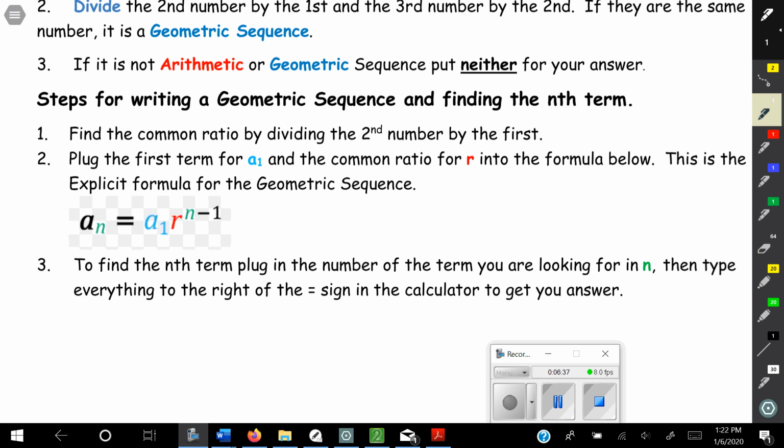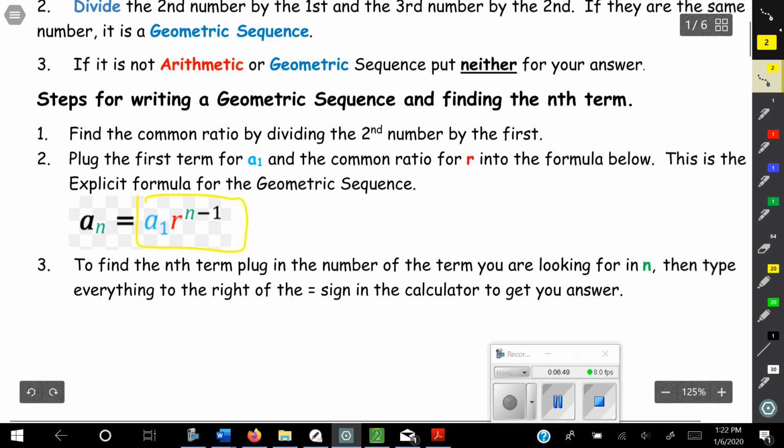And then finally, you're going to plug in whatever term you're looking for, the nth term, and plug it in for n. When we did this before, we just plugged in all the numbers at one time, took the part to the right of the equal sign, and hit equal to find your answer. And we're going to use that again in solving these word problems. So let's take a look.